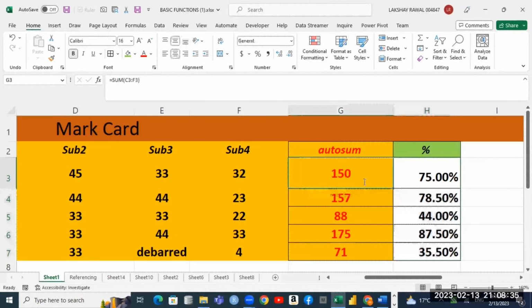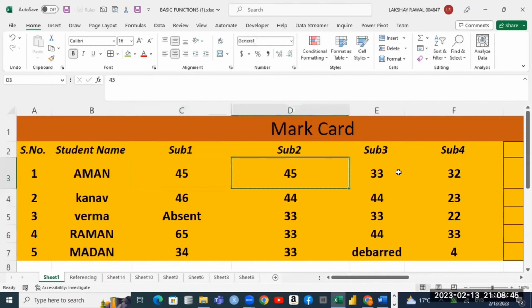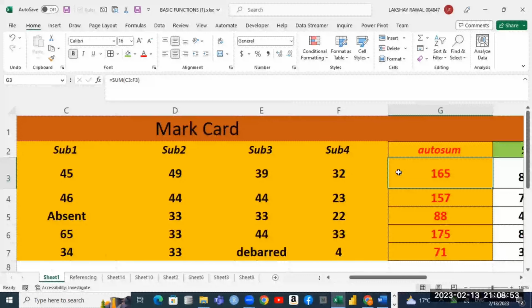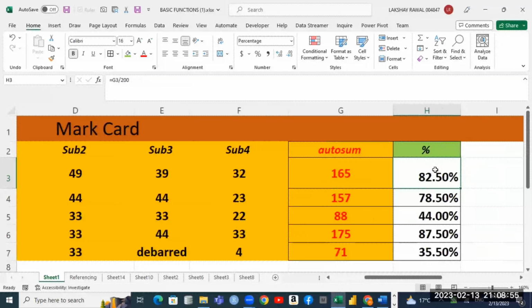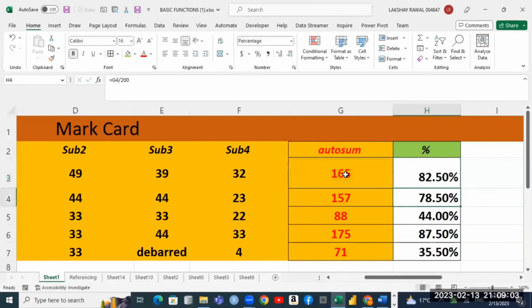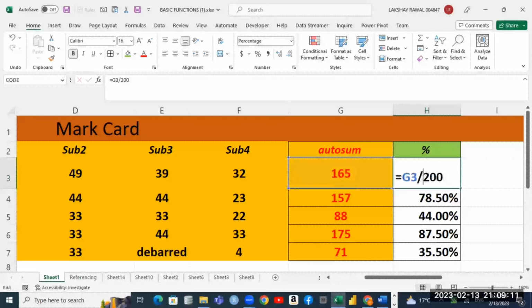Another thing. What is the benefit here? Look here, I said G3. Suppose this child's result is totally changed. If this is 45, 49, 39, the results are changed, so the total is changed. If the total is changed, the percentage is also changed, because I'm taking cell address G3. If you had used a constant value, then the result would not have changed.